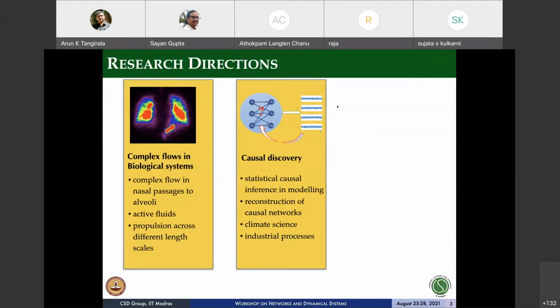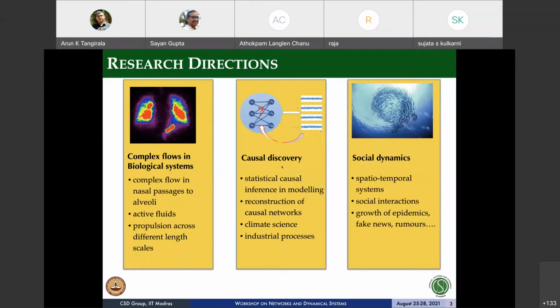And from this inferencing, we would like to reconstruct network models. And this has wide applications in climate sciences, industrial processes, and so on. So a lot of research goes on in this field, and it uses ideas from econometrics, time series modeling, machine learning, AI, and of course, wherever possible, physics.